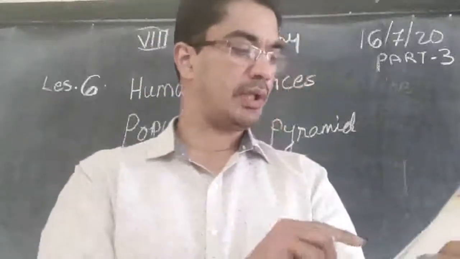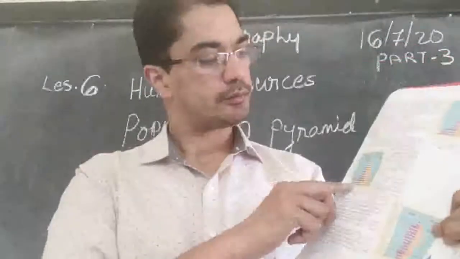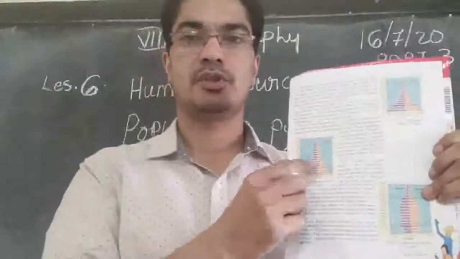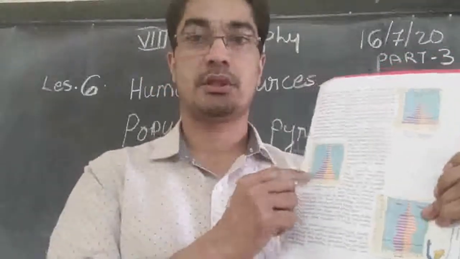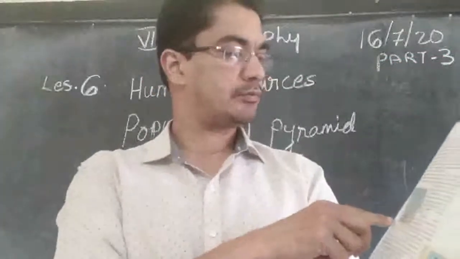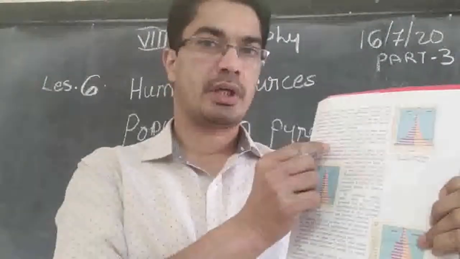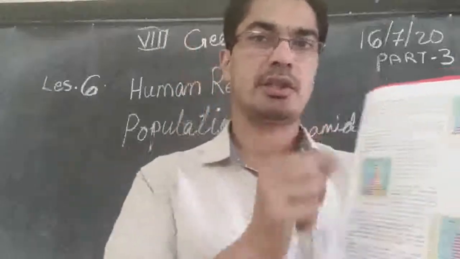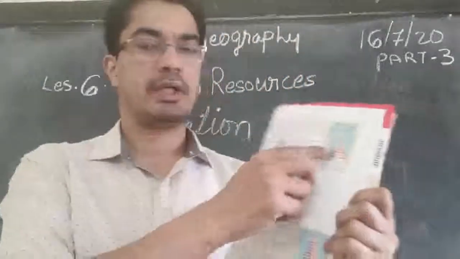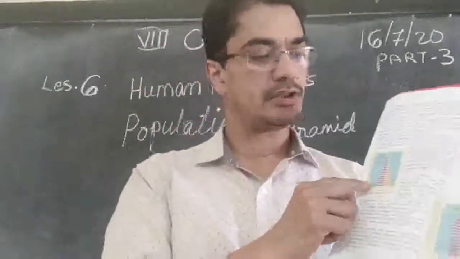But in the case of India, we can see it is not coming down much. Still, the death rate is high. That's why the pyramid is going higher and narrow. But Kenya it is much more. India it is not so much.